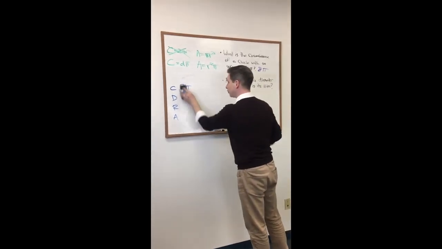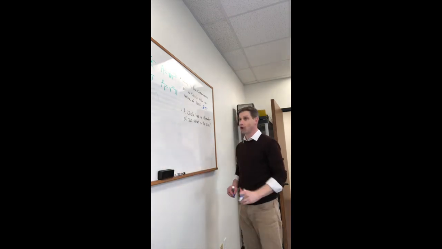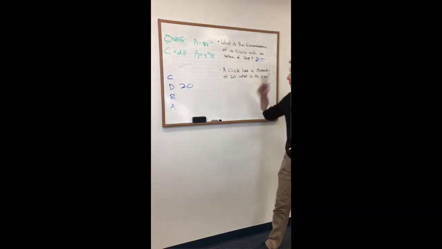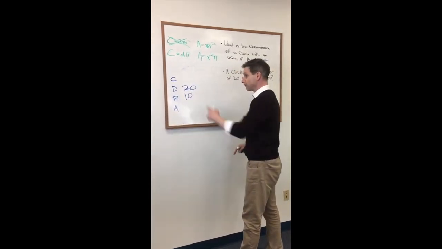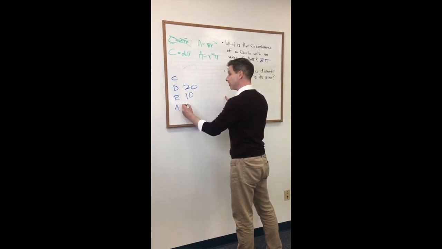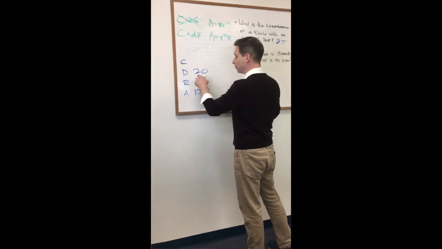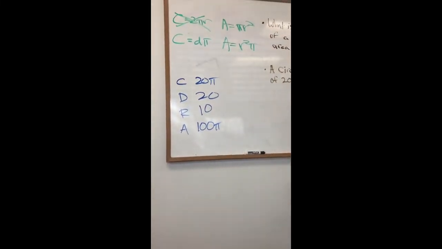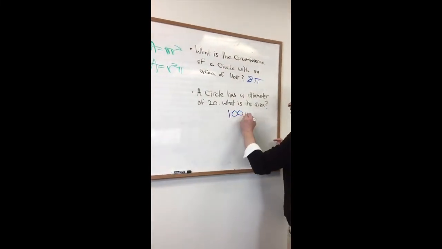A circle has a diameter of 20. What is its area? All right, so stick it into the CDRA here. If the diameter is 20, the next place we go is radius. Cut it in half, that's your radius. If the radius is 10, the area is that squared times pi, and the diameter is going to be 20, so the circumference is going to be 20 pi. A circle has a diameter of 20. What is its area? Its area is 100 pi.